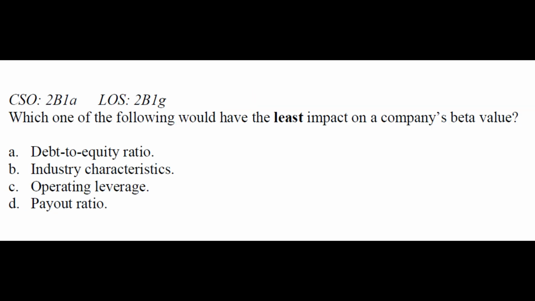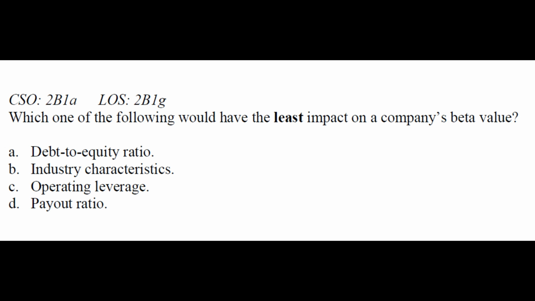This question examines the factors that influence a company's beta, a measure of systematic risk in the capital asset pricing model, CAPM. Beta measures how sensitive a company's stock return is to changes in the overall market. A beta greater than 1 indicates higher volatility than the market, while a beta less than 1 indicates lower market risk. To answer the question, students should understand what drives systematic risk.